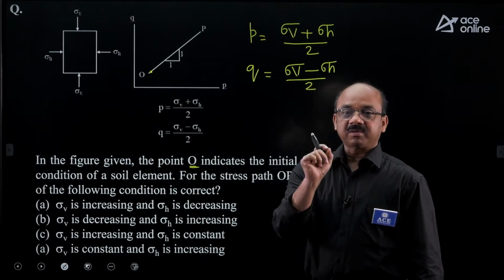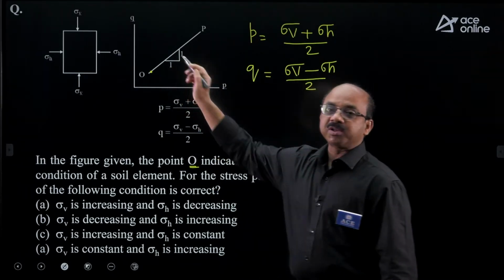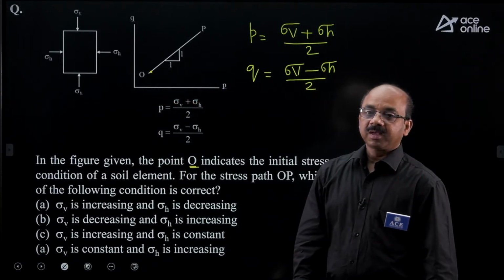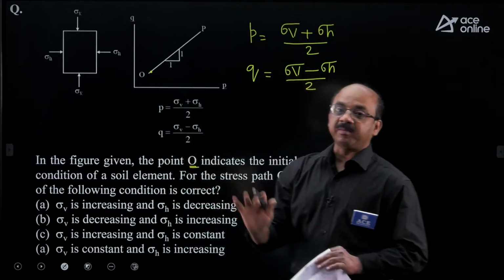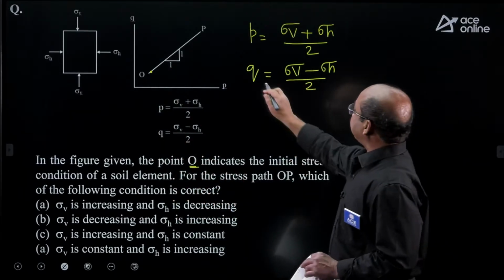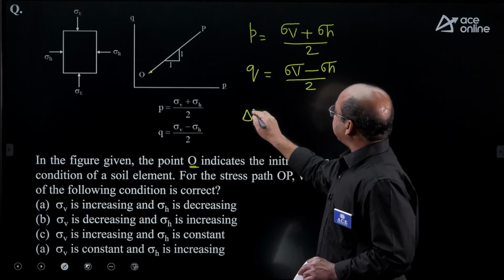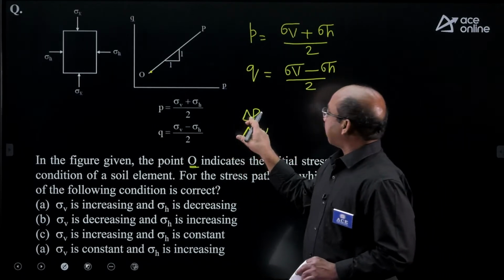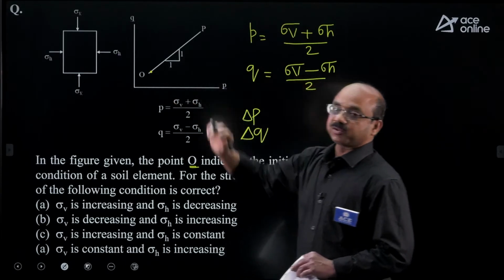One main clue is to be noted here. The stress path OP is given a slope of 1:1. Nothing but the slope angle is 45 degrees. So whenever the slope is 45, you all know that x and y coordinates must be the same. So whenever the delta P and the delta Q are the same, then only you are going to get the straight line with a slope of 1:1.